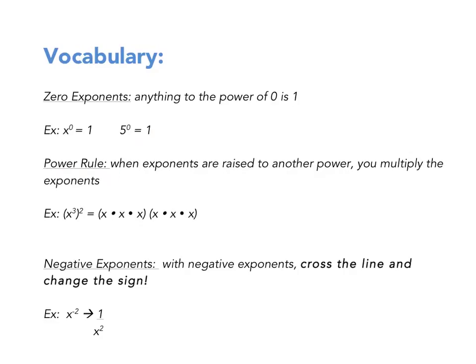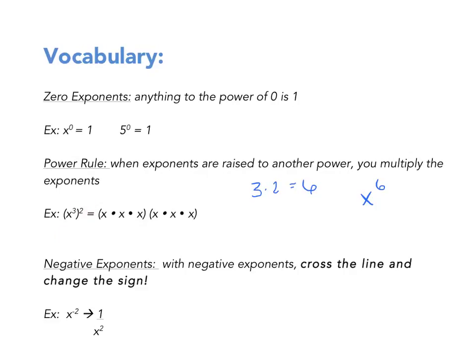The power rule: when exponents are raised to another power, you multiply the exponents. So we worked on adding exponents when we're multiplying terms. Today we're raising a power to a power, and the reason that we multiply the exponents, so if we were to look at this problem right here and you have x to the third to the second power, if you multiply 3 and 2, you get 6, so that would be x to the sixth. And I also expanded it here so you can see why that is.